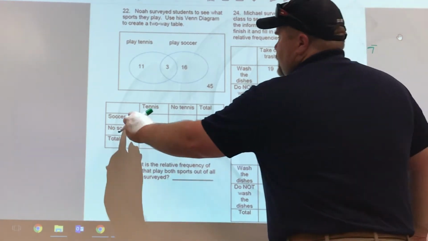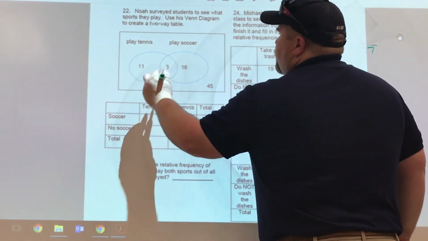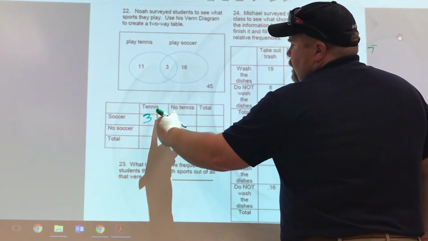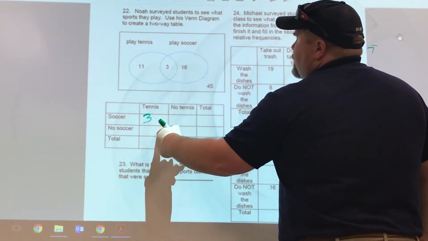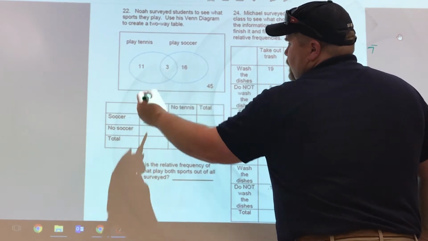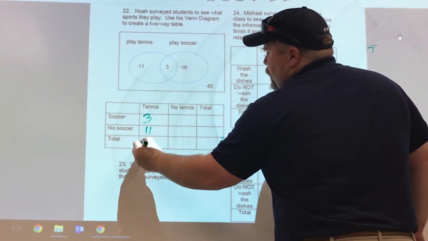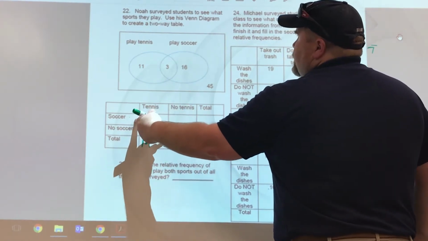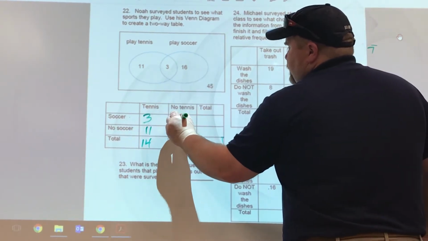So the first thing we see is they play soccer and tennis. So that's 3 students. 3 students play soccer and tennis. All right, they play tennis, but they do not play soccer. So play tennis, but not soccer. That's 11. And we can go ahead and total that up as 14 people. No tennis, but they do play soccer. So that's going to be 16.